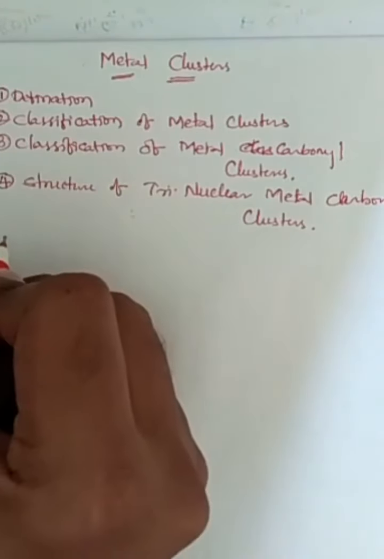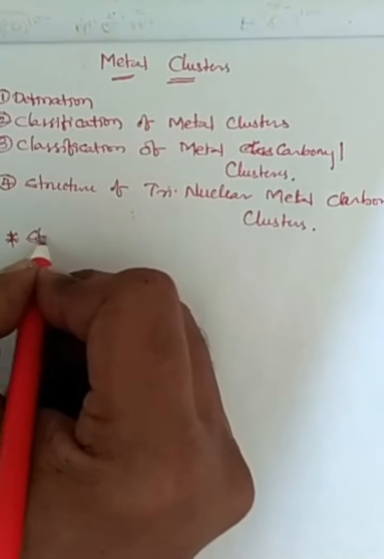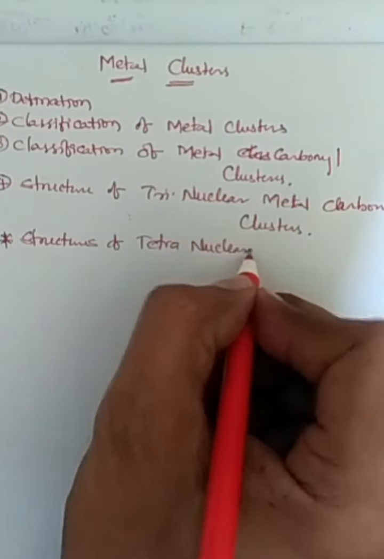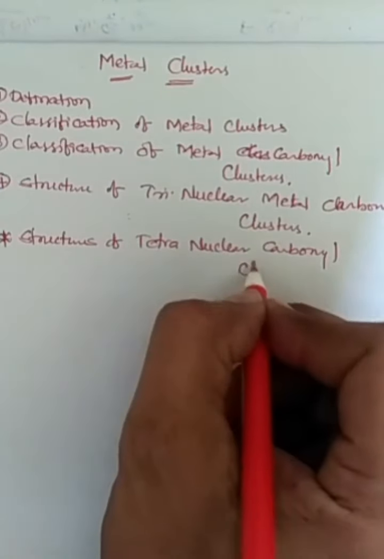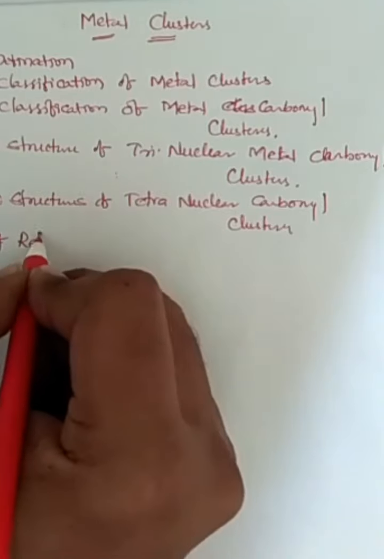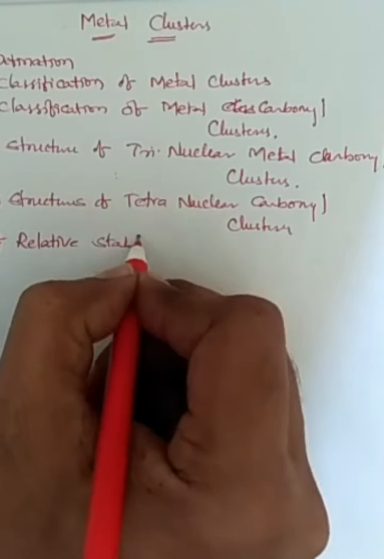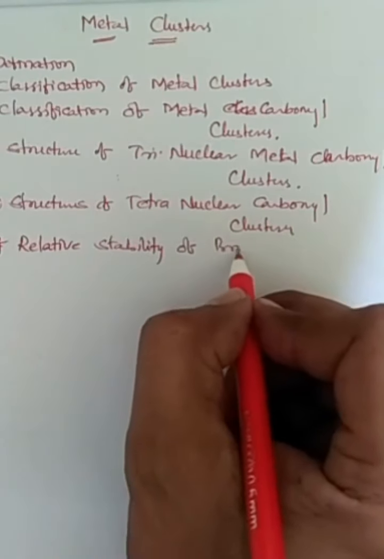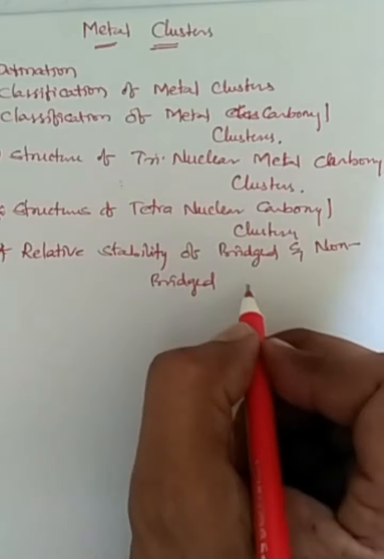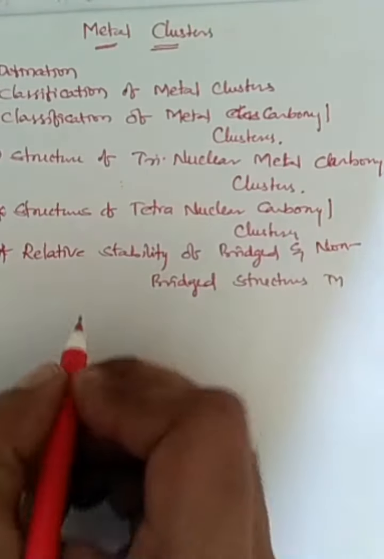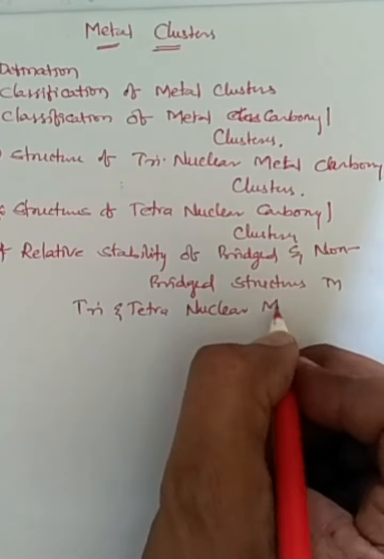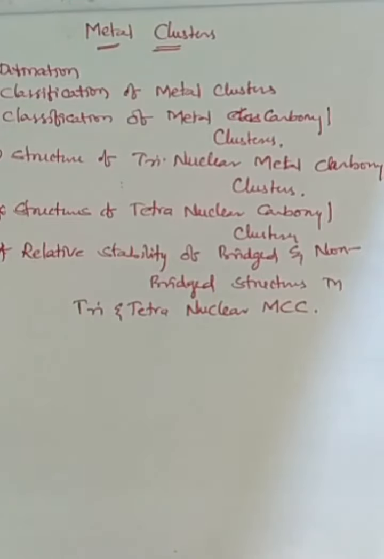Now today I am going to explain the structures of tetranuclear carbonyl clusters, and I am going to explain the relative stability of bridged and non-bridged structures in trinuclear and tetranuclear metal carbonyl clusters. Right. So that is what today's class is.